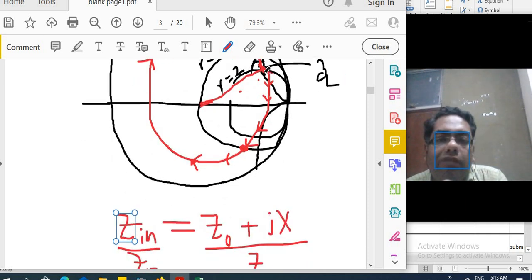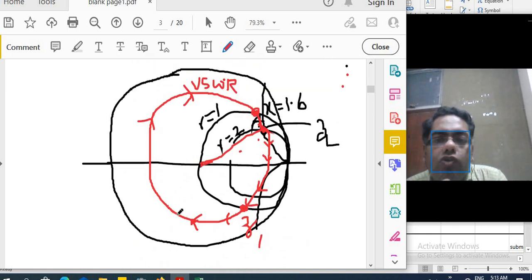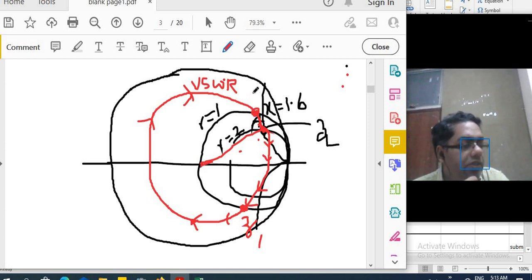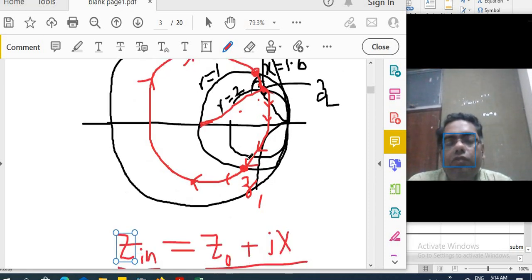One is you travel from the load to that point where you meet the r equal to 1 circle. This is one solution, say the input impedance is Z1. Or you travel further and you get another impedance, that is Z2. So that will give you another solution. So like this you will have two solutions.